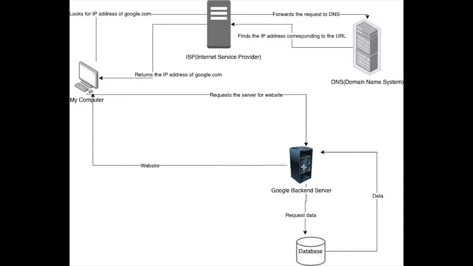Now what will the grocery store do? It will deliver the groceries. Same thing will happen over here. Now the Google backend server will send me the website with all the data I have demanded, and then that will reach my computer. So this is what happens under the hood when you visit a particular website.